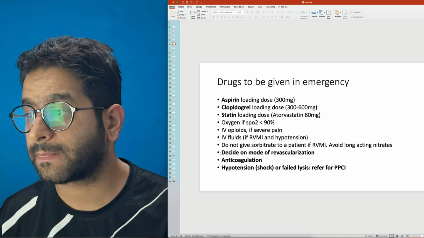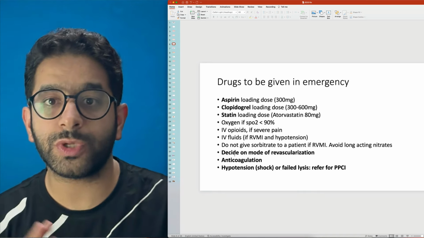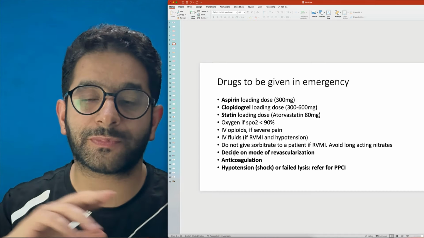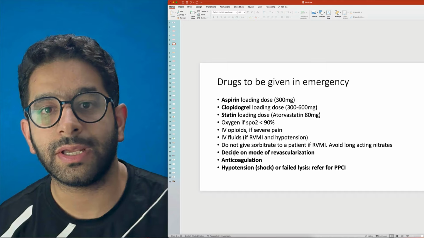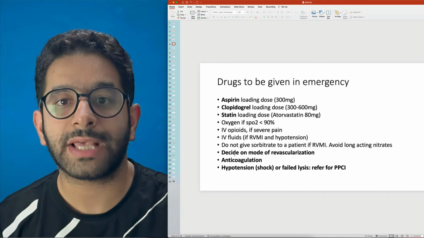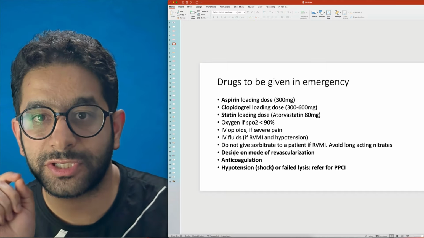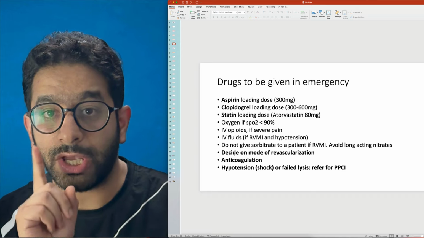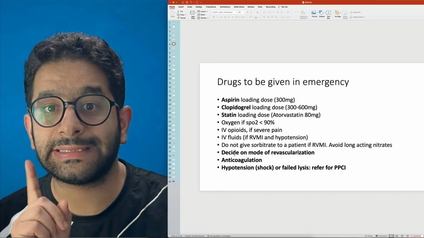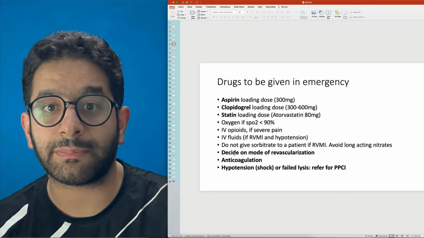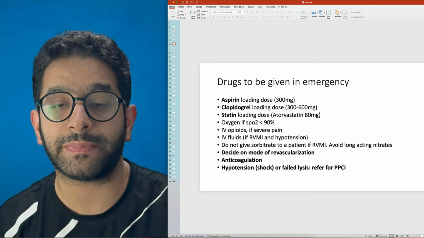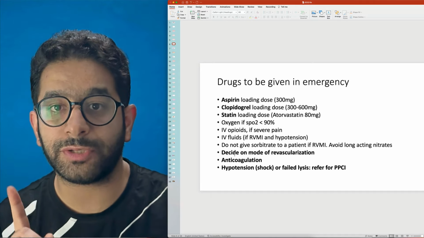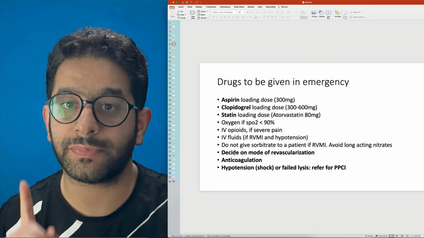Especially, you do not give any nitrate to someone who has inferior wall MI plus right ventricular MI. And then your major question is, once you've done the loading doses, once you've given him aspirin, clopidogrel, atorvastatin, and some pain relief medication, your next most important decision is, how do I revascularize this patient? Now remember, if you are working in a hospital that is a PCI capable center where you have cardiologists who have cath labs and they do primary PCIs, then the best treatment for that patient is emergency primary PCI.